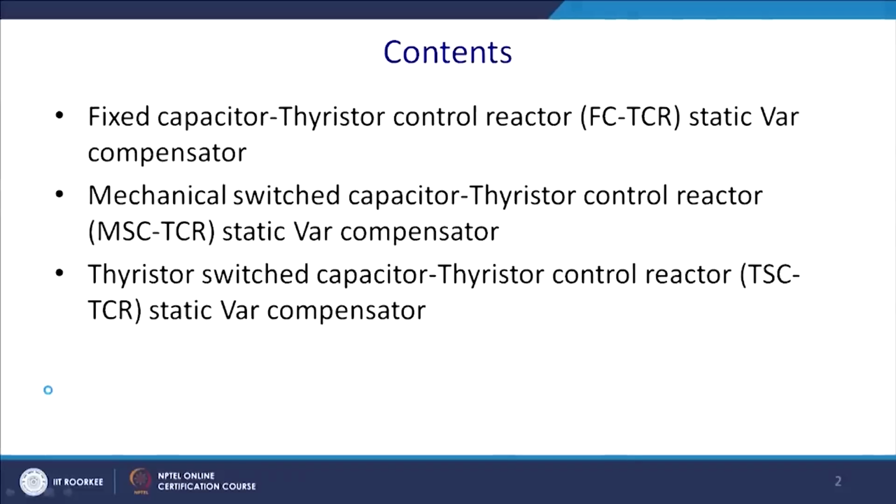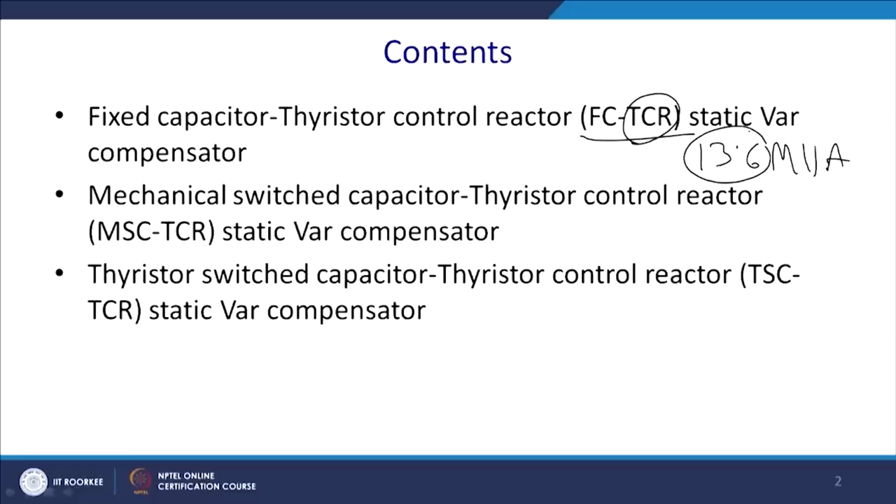We shall see that there are three types of static Var compensator. The first is the fixed capacitor with thyristor controlled reactor, where the capacitor is fixed and gives a kind of compensation. With it you have a TCR that introduces the negative Var, so you can have a variable compensator. It is something like this: you require 13.6 positive MVAR, so the fixed capacitor will have a capacity of 14 MVAR and minus 0.4 MVAR will be supplied by the TCR.